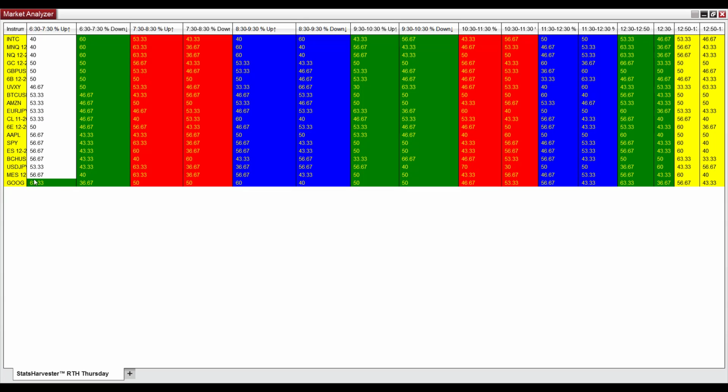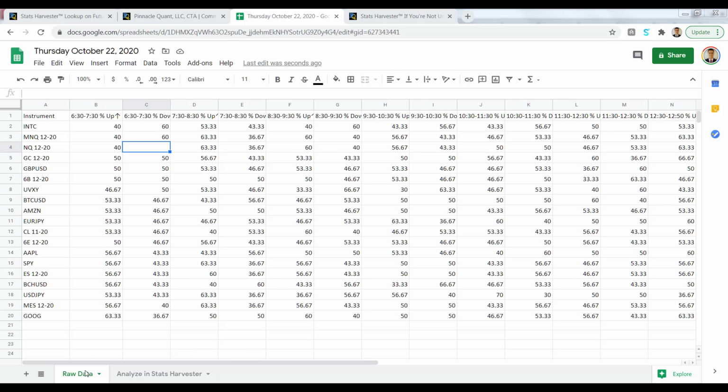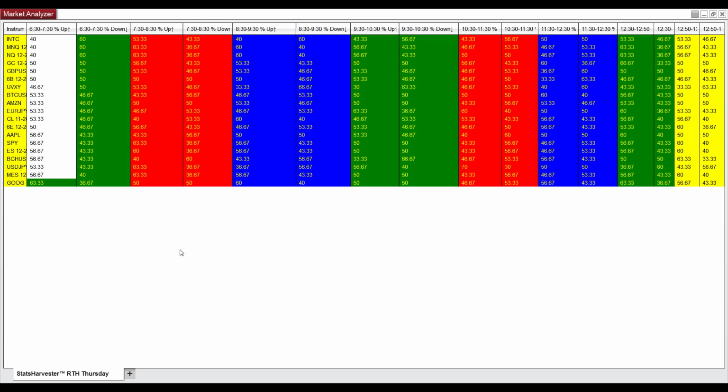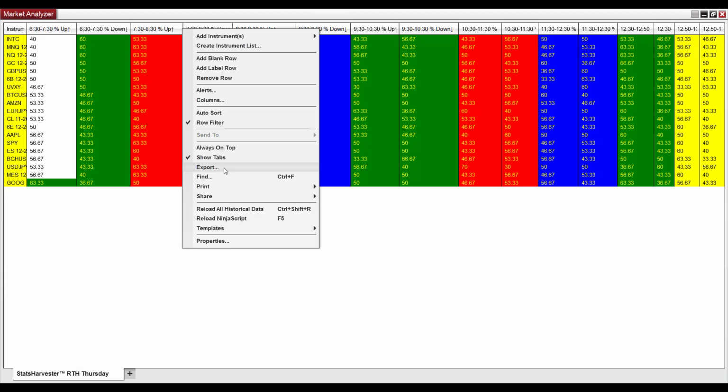So back to how I personally prefer to do this. I have my spreadsheet in Google Sheets prepared in advance. Here on this tab, you have the raw data, which I simply exported from Market Analyzer by right-clicking Market Analyzer and left-clicking Export. It's that easy.